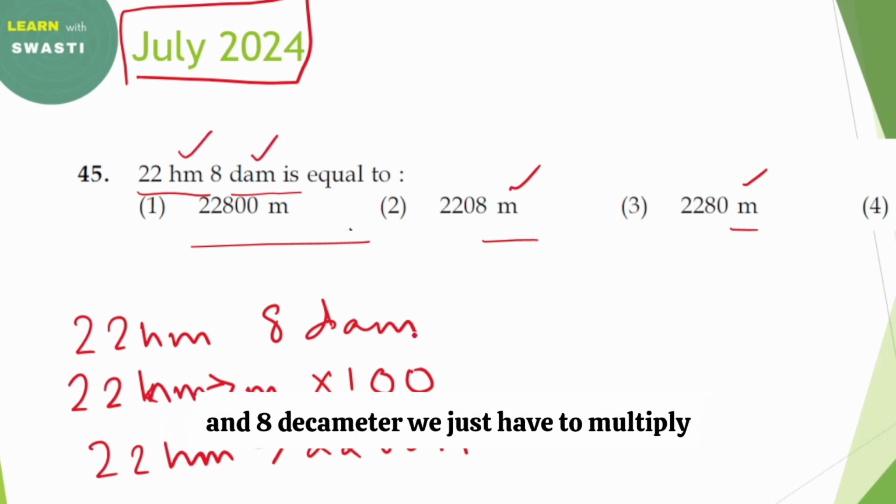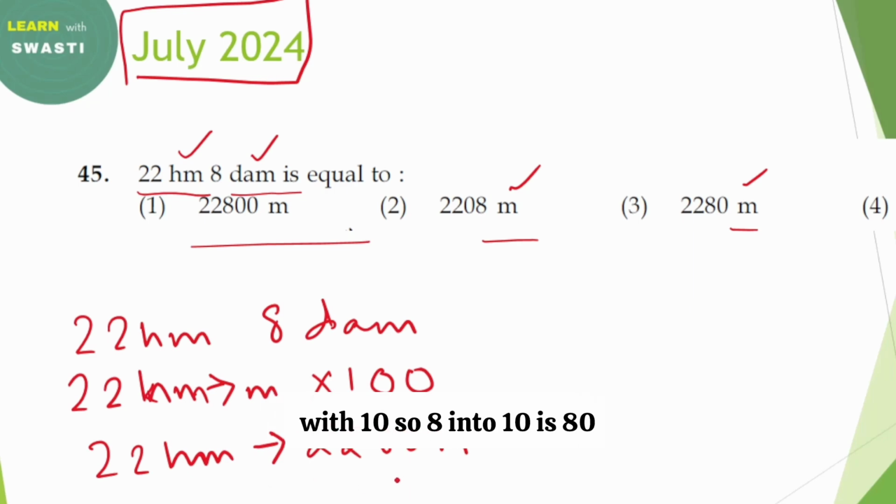And 8 decameter, we just have to multiply with 10. So 8 into 10 is 80. So 2280 meters will be our answer. So 2280, this is the answer.